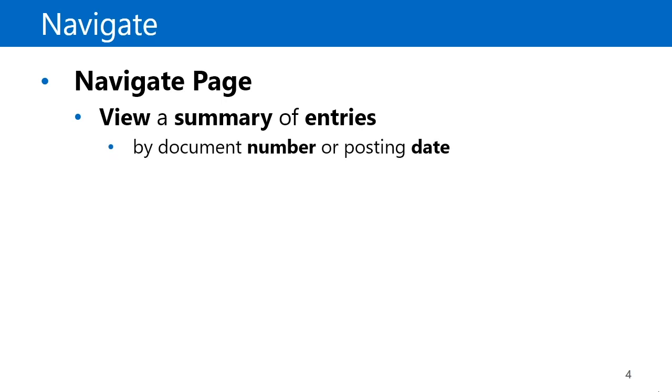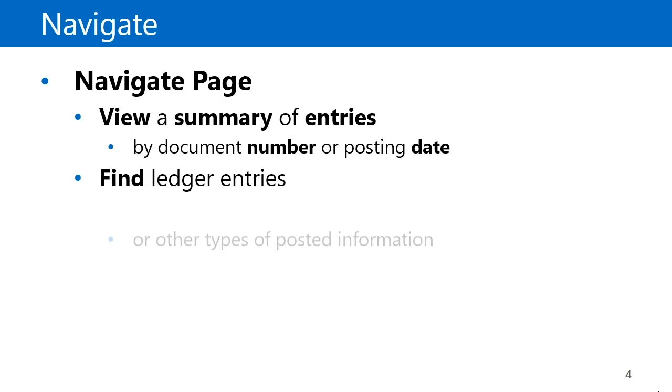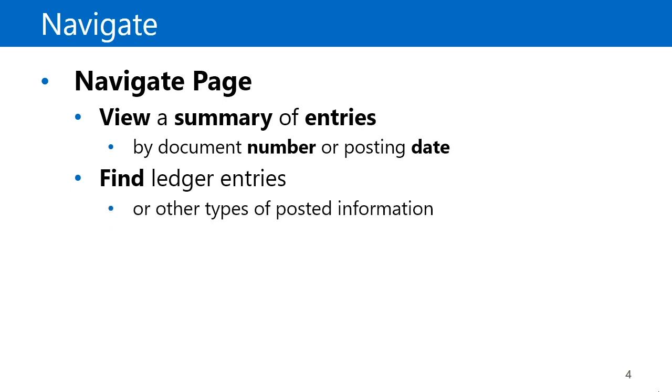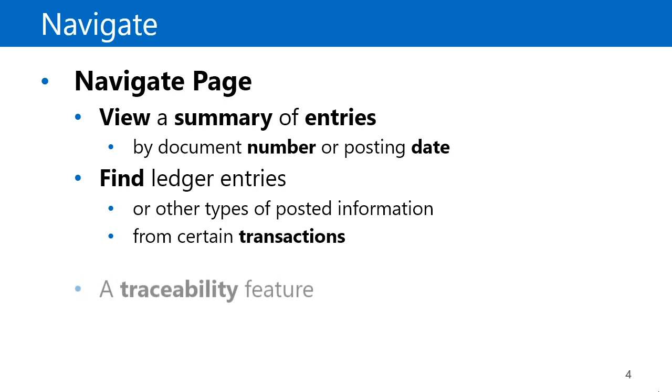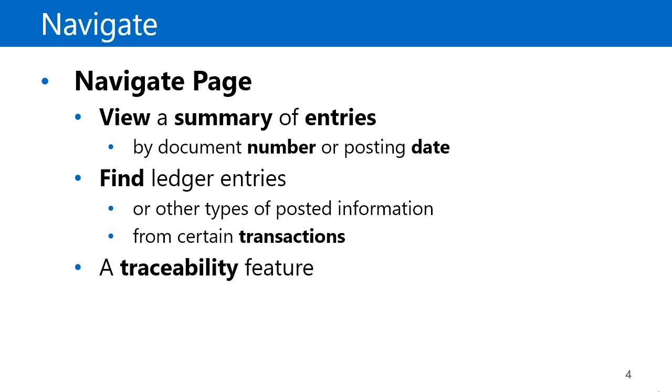Well, the functionality of the Navigate page is that it allows us to see a summary of different entries. We can look by document number and by posting date. We can find the appropriate entries or other types of posted information regarding certain transactions. And the Navigate functionality is like a traceability feature.